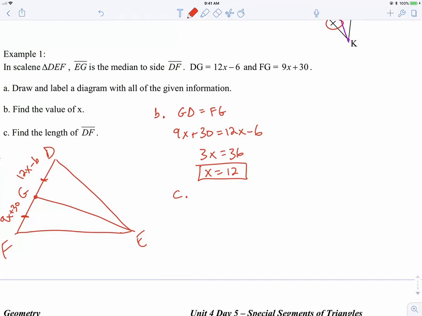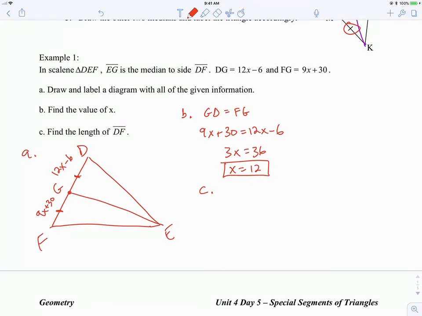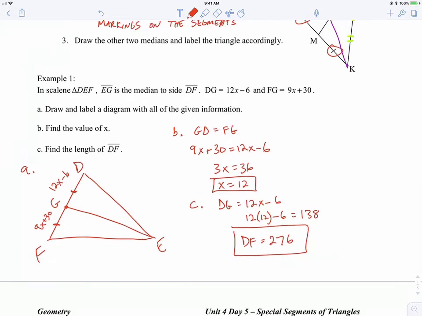Part C says find the length of DF. So DF is the entire side there. So I'm just going to find either DG or FG. So DG is equal to 12x minus 6. So I'll go 12 times 12 minus 6. And I get 138. That's just DG. I know that DF is going to be double that because that's half of it. So when I double the 138, I get the length of DF to be 276. So that's one special segment.